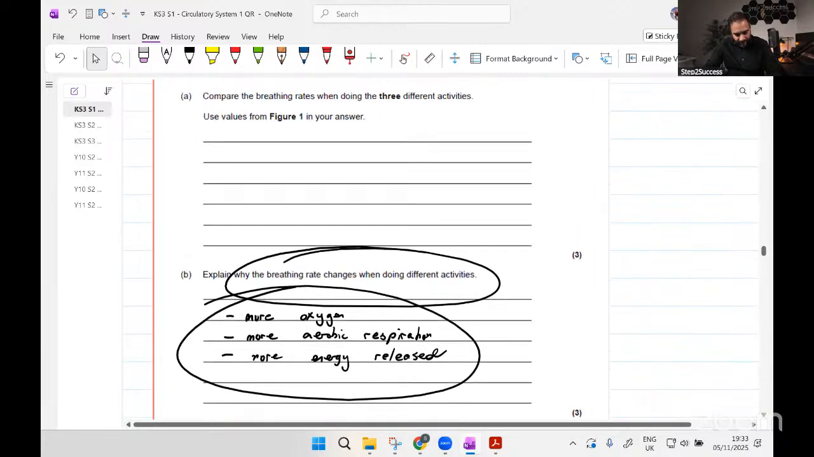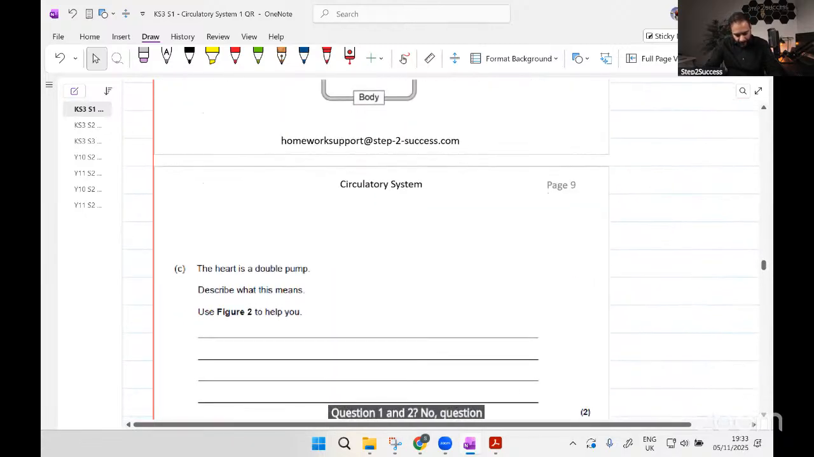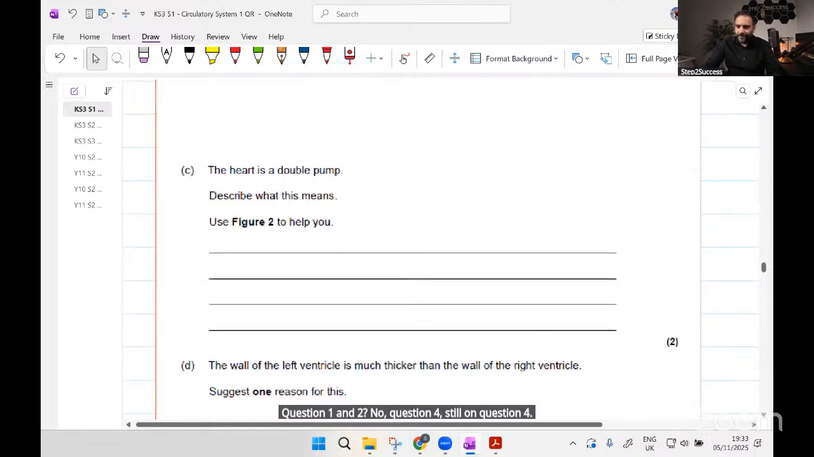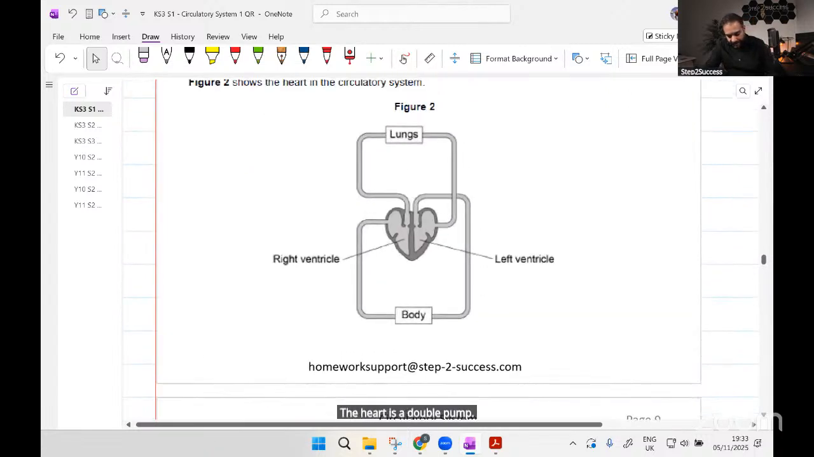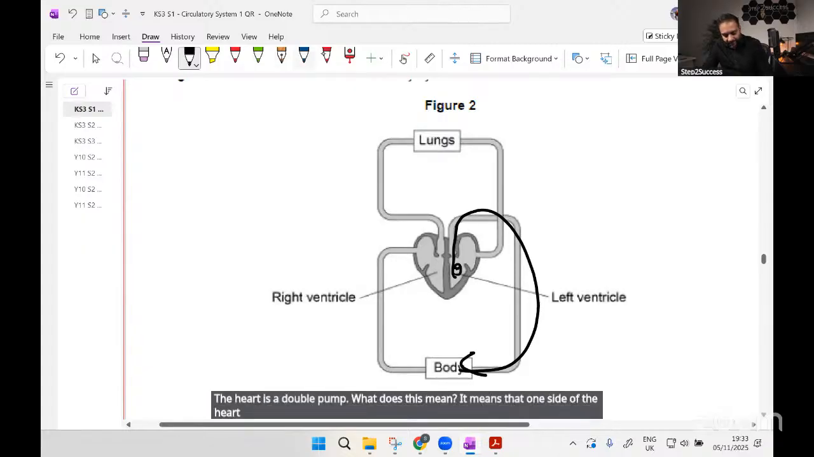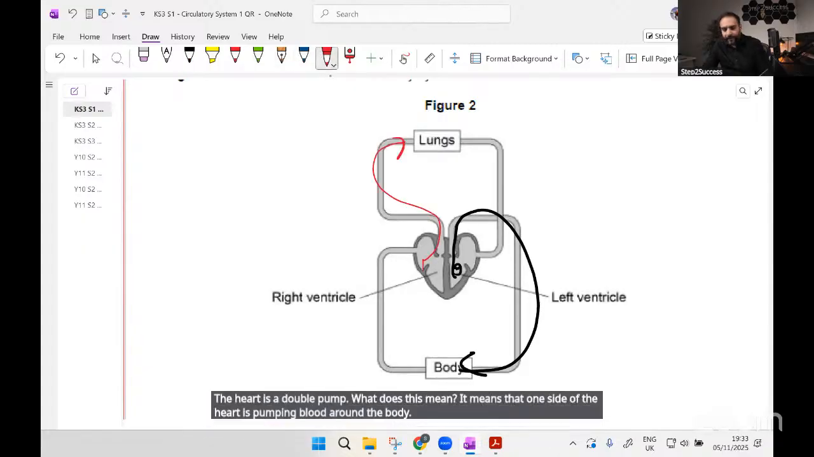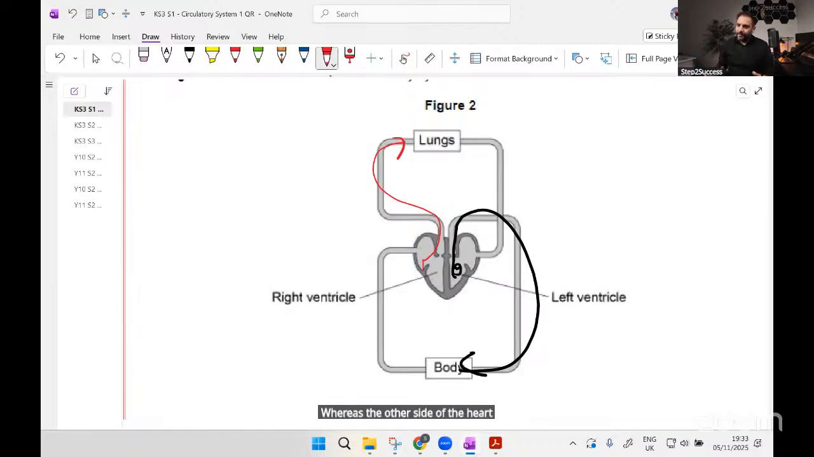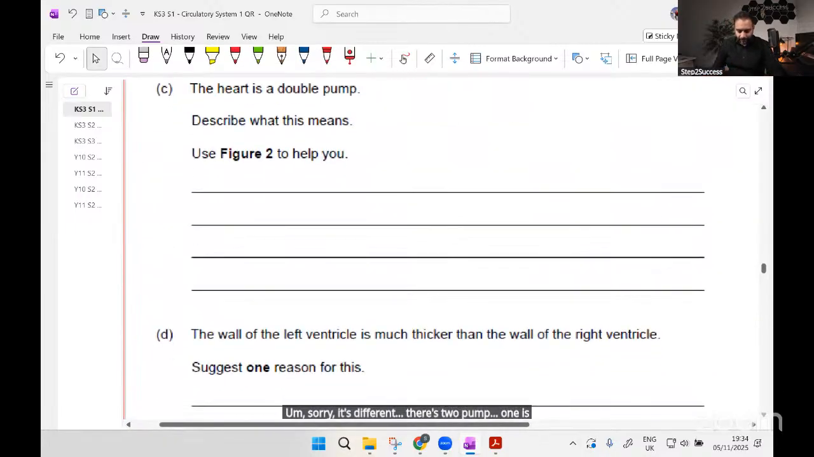Still on question four. The heart is a double pump. What does this mean? It means that one side of the heart is pumping blood around the body, whereas the other side of the heart is pumping blood to the lungs. That's why it's a double pump, because there are two pumps basically. One is pumping it around the body, one is pumping it to the lungs. So that's why it's called a double pump.